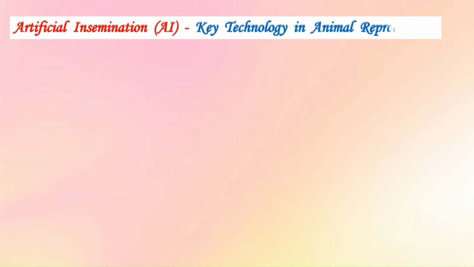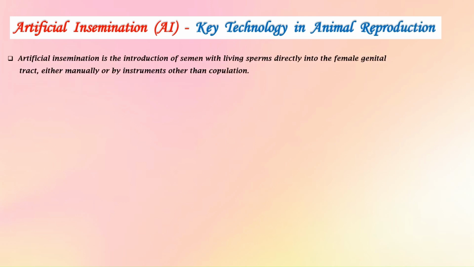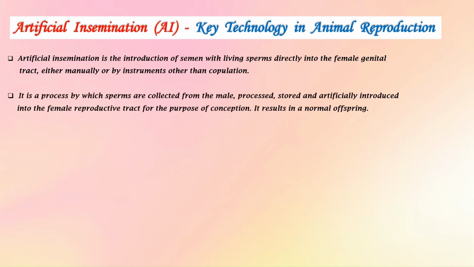Artificial insemination, abbreviated as AI, is the key technology in animal reproduction. Artificial insemination can be defined as the introduction of semen with living sperms directly into the female genital tract, either manually or by instruments other than copulation. It is a process by which sperms are collected from the male initially, and they are further processed, stored, and artificially introduced into the female reproductive tract, solely for the purpose of conception, resulting in a normal offspring.